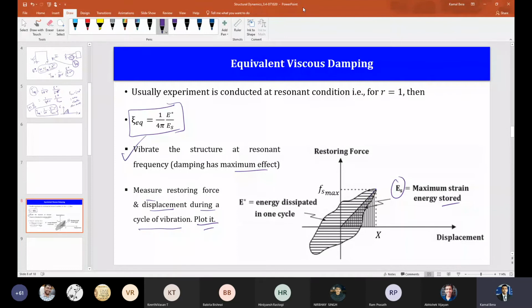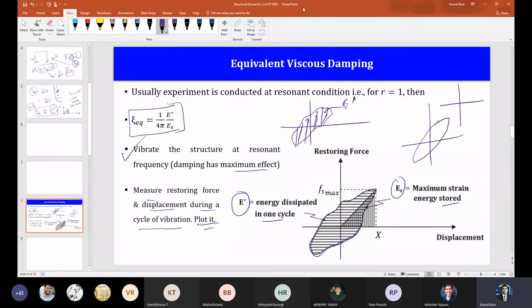And the area under this curve, why is it curved like this? Because this is an actual experimental structure. Theoretically it will be something like elliptical, but there will be some curvy faces because of the actual structure. So the area under this curve is the energy dissipated by the structure during one cycle, that is the E star, the whole thing inside.